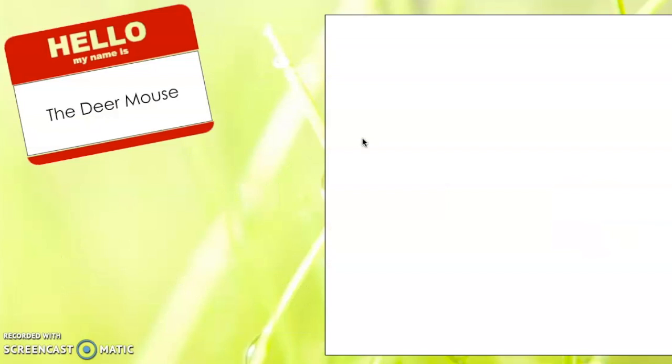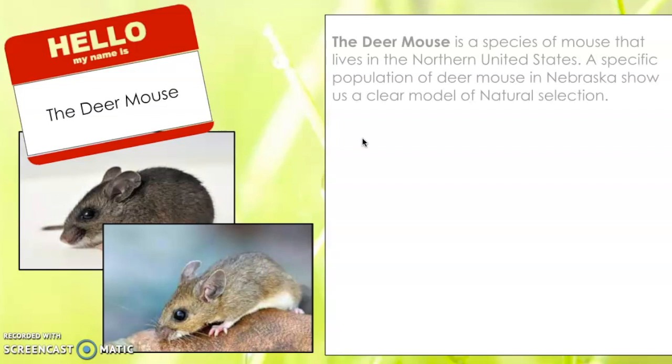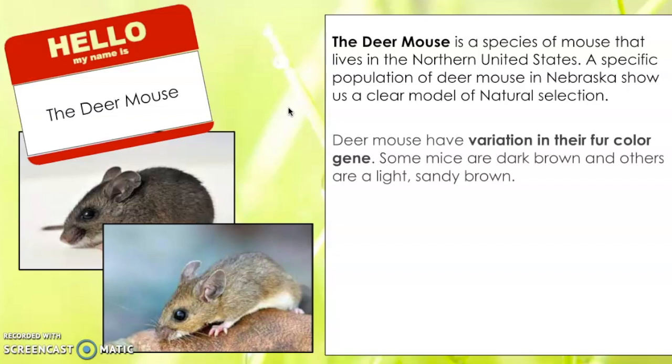To talk about the rest of our discussion of natural selection, we're going to use an example organism, which is called the deer mouse. The deer mouse is a species of mouse that lives in the northern United States. We're going to be talking about a specific population of deer mouse today that live in Nebraska because it shows us a very clear model of natural selection taking place.